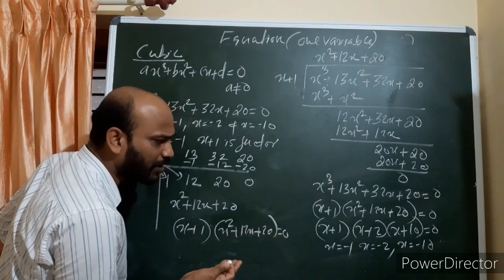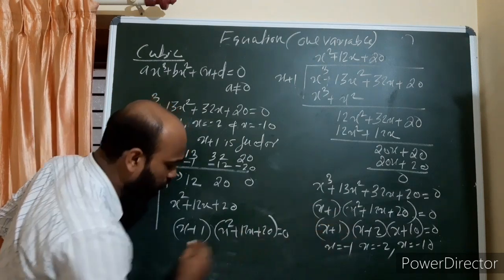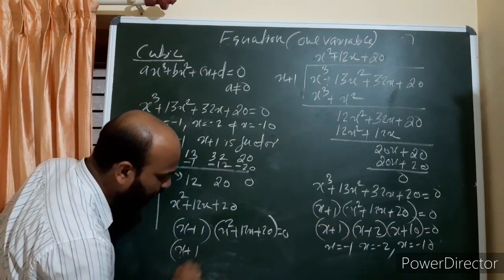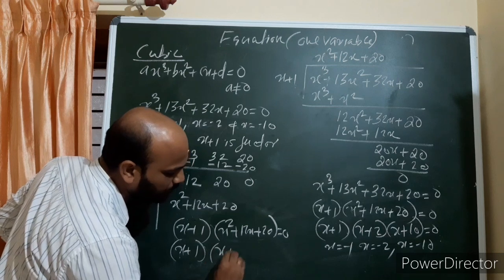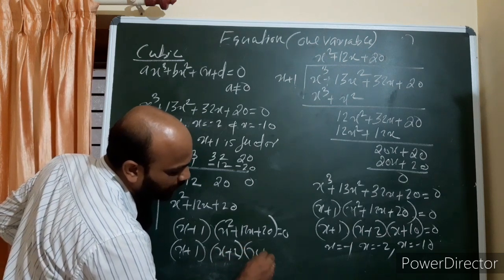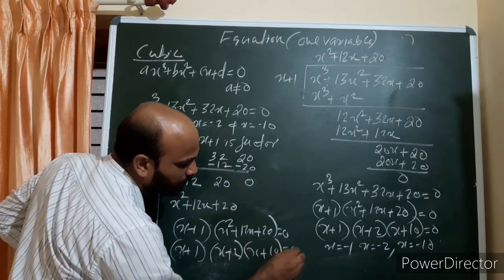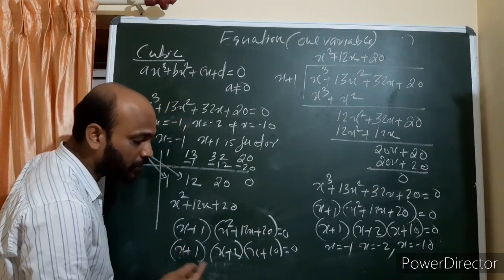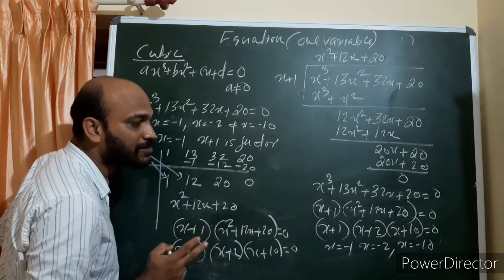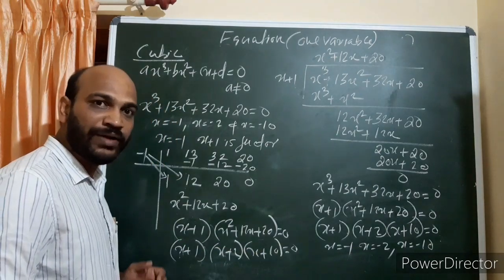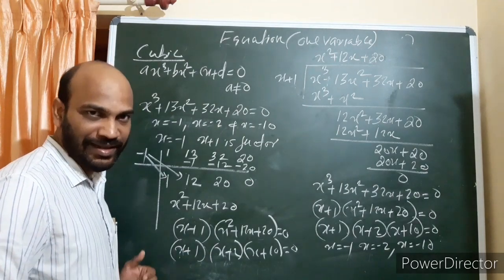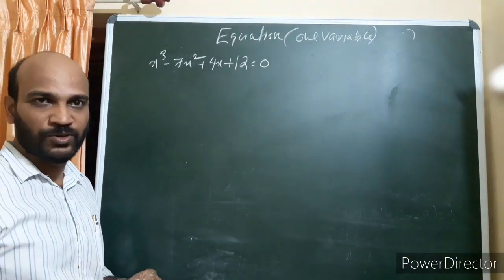This one you have to factorize. So the same method you have to follow. So x plus 1 into, this will be x plus 2 into x plus 10. So the answers are x equal to minus 1, minus 2 and minus 10. Okay. When we do the next question, you will understand it clearly. Now we can do another question.